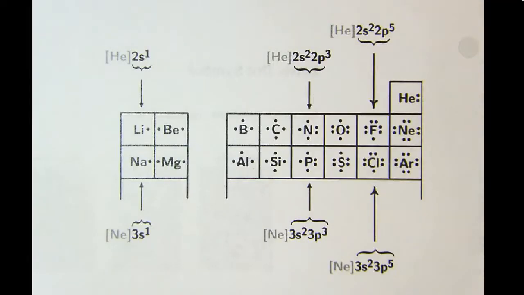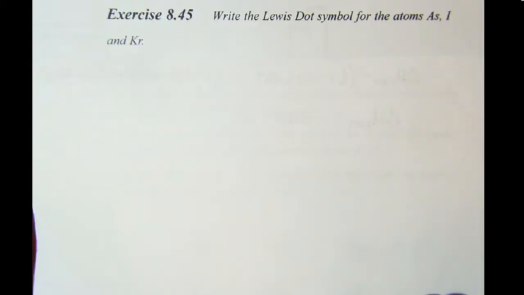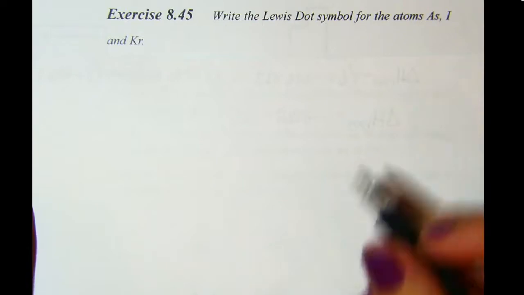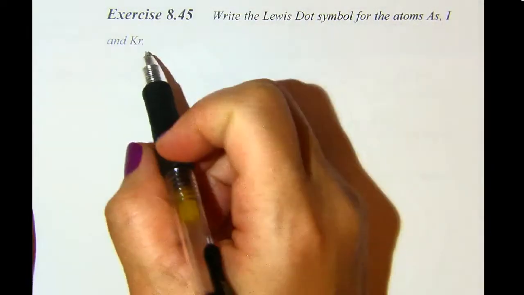Elements in the columns of the periodic table have the same number of valence electrons. The elements differ only in the core electrons, which have only a minor effect on the chemistry. Exercise 8.45. Write the Lewis dot symbol for the atoms arsenic, iodine, and krypton.